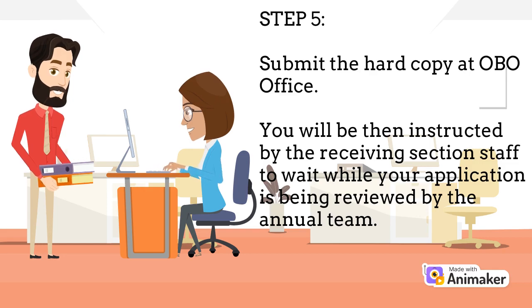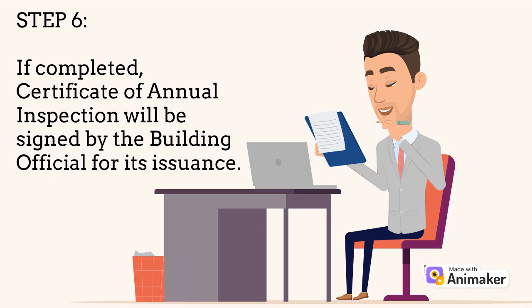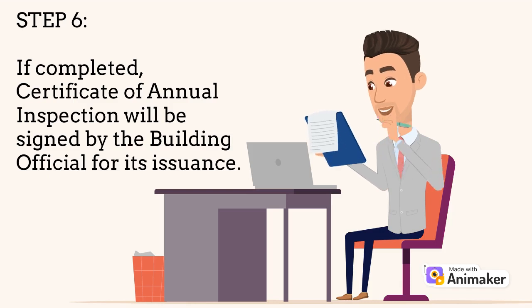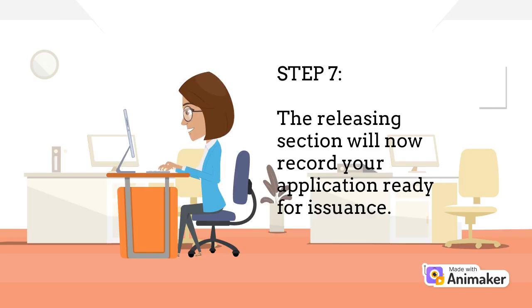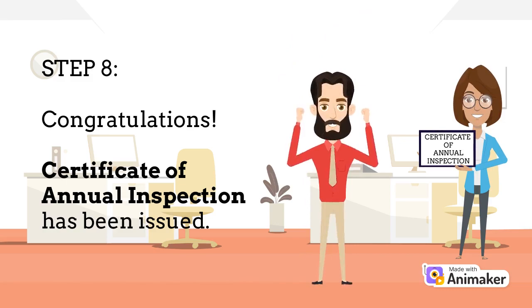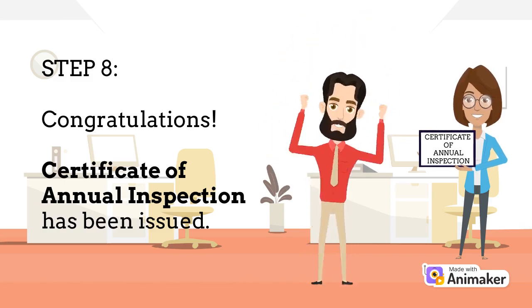You will then be instructed by the receiving section staff to wait while your application is being reviewed by the annual team. Step 6. If completed, Certificate of Annual Inspection will be signed by the building official for its issuance. Step 7. The releasing section will now record your application ready for issuance. Step 8. Congratulations! Certificate of Annual Inspection has been issued.